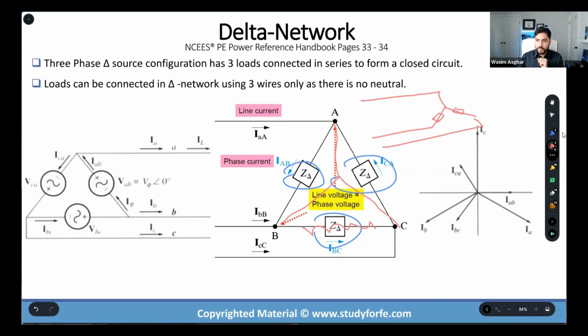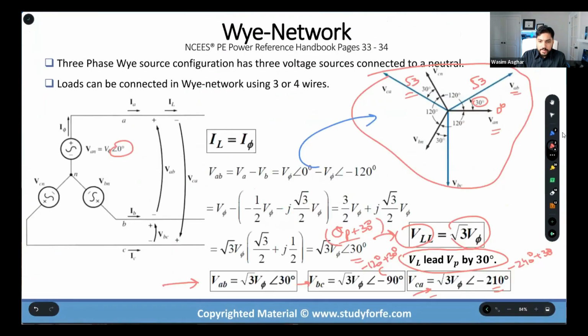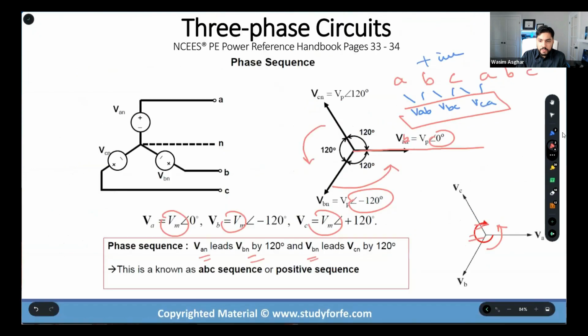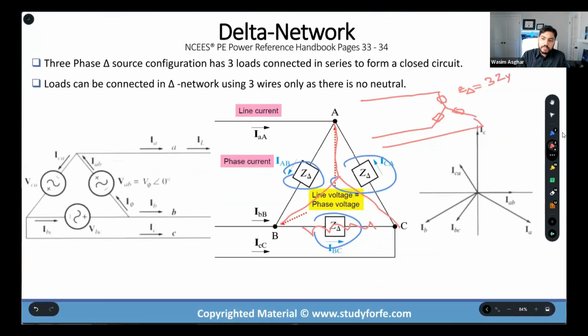I just showed you the formula for how we convert Z delta into ZY, and this will unlock another mystery. What was that formula, guys? Can somebody tell me? Z delta is equal to 3 times ZY, correct? Or is it the other way around? Z delta is equal to 3 times ZY, right? I'm quite sure. I don't rely on memory. Yeah, 3 times ZY. So Z delta is equal to 3 times ZY, which basically means that ZY is equal to 1/3 of Z delta, correct?